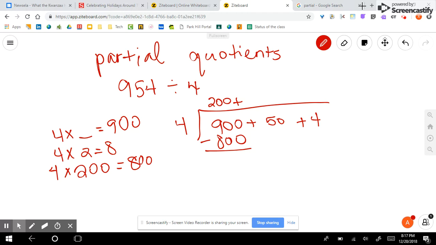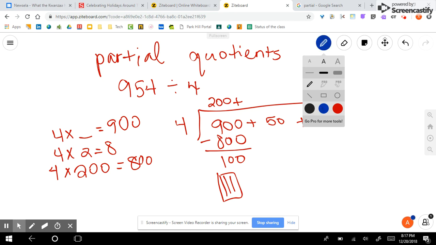So I've done 200 groups of 4. That got me 800. Now we need to take that away from the 954. That's going to leave me with 100. Now I have 100 left over. I want you to think of that as like a hundreds block, like when we used the place value blocks. I need to break that up into tens. So let me move that over. I switch colors so I can show you what I'm doing. So I'm just moving the 1 over. It's going to go up here, put the 1 there.